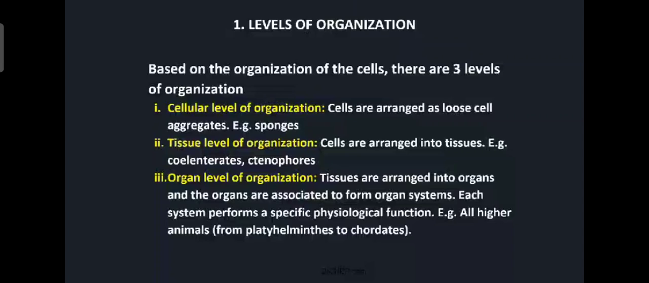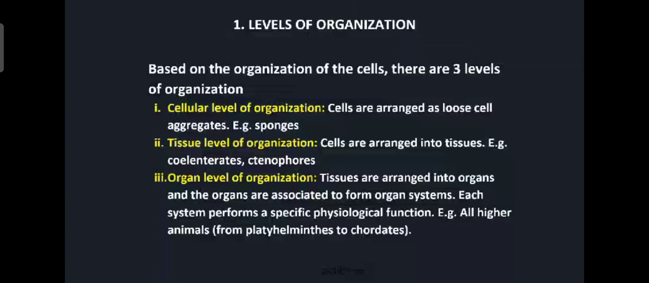So based on organization of these cells, there are 3 levels of organization. Dear students, you know that all the living organisms are made up of cells. Cells are nothing but peshi. You have studied that. So the cells are the basic building blocks of all the living organisms. The cells come together, then they form the tissue. Then many different tissues come together, then they form the organs. For example, the stomach, liver, like this. And many organs come together and form the system.